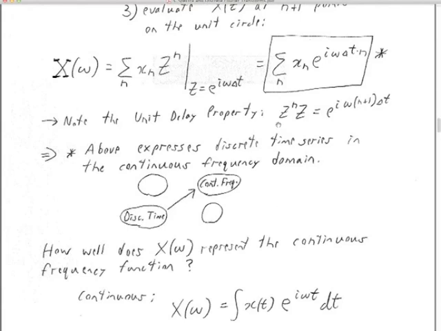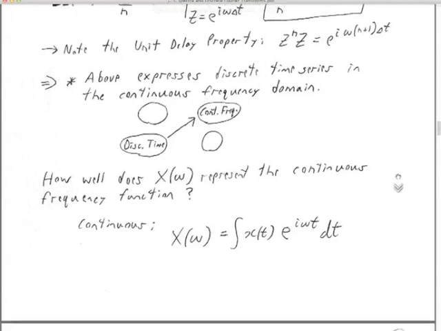The unit delay property still works, right? If we take z to the n and multiply it by z, we have, instead of n times delta t, n plus 1 times delta t in there. So it all works out, a very nice way of representing the z transform. It's not the only way we have, but it's an extremely useful way and one we'll use a lot.